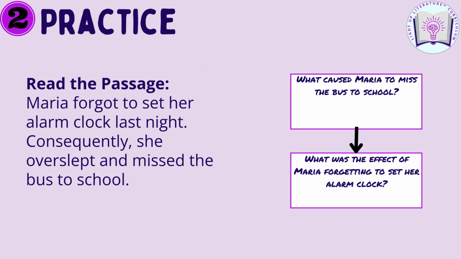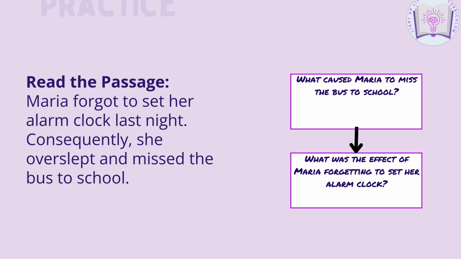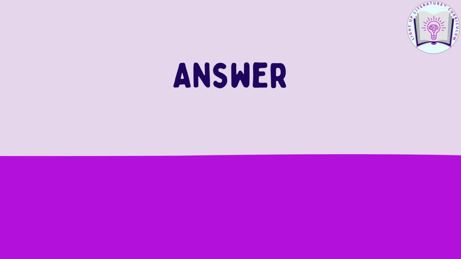Read this next passage with me. Maria forgot to set her alarm clock last night. Consequently, she overslept and missed the bus to school. Now answer the two questions on the slide. What caused Maria to miss the bus? And what was the effect of Maria forgetting to set her alarm? Pause the video here and complete your answers. Pause the video here to check your answers. When you're ready, press play to continue.